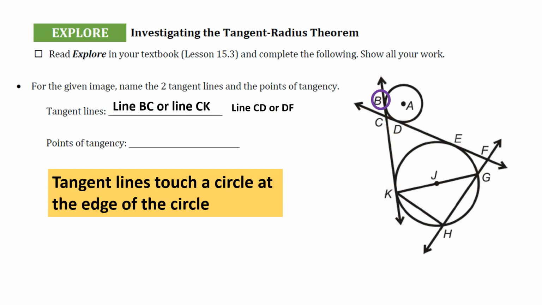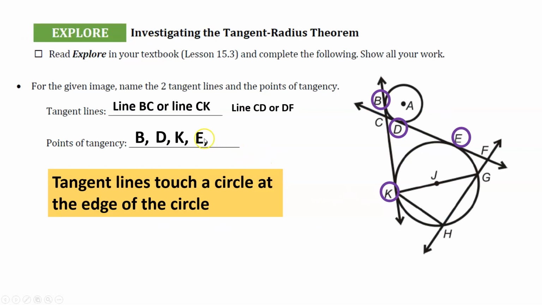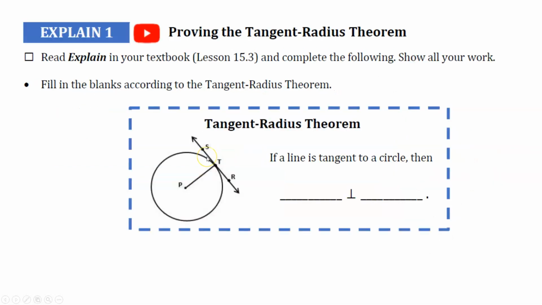And if you found a couple, one of them is B. Another one is D. Another one's K. And another one is E. All right, are there any more? Nope, that's it. That comma is misleading. There are no more. All right, let's move on.